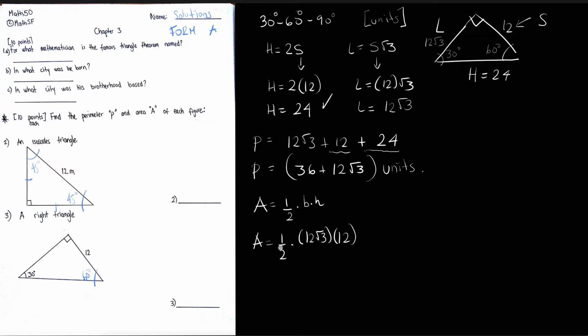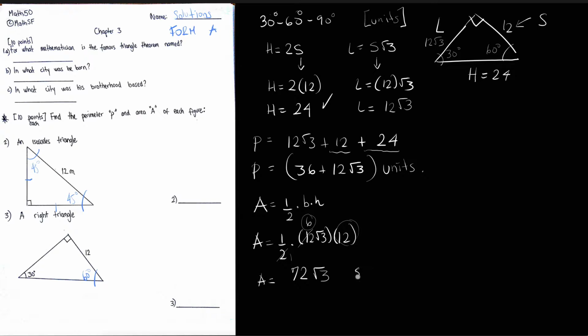Now I'm going to use algebra. I'm going to have to reduce here. 2 goes into here once, 2 goes into here 6 times. And 6 times the 12 in here is going to give me 72. Yes, that should be a 72. 72 root 3. But what type of units?